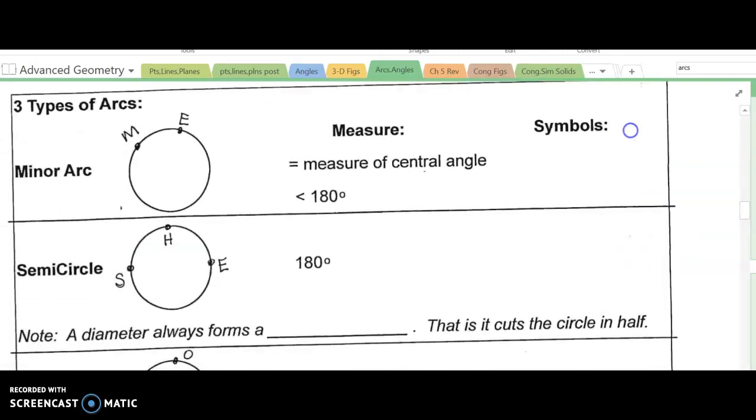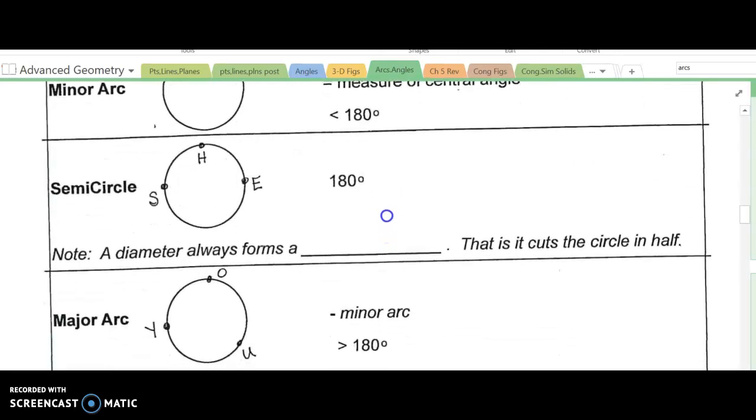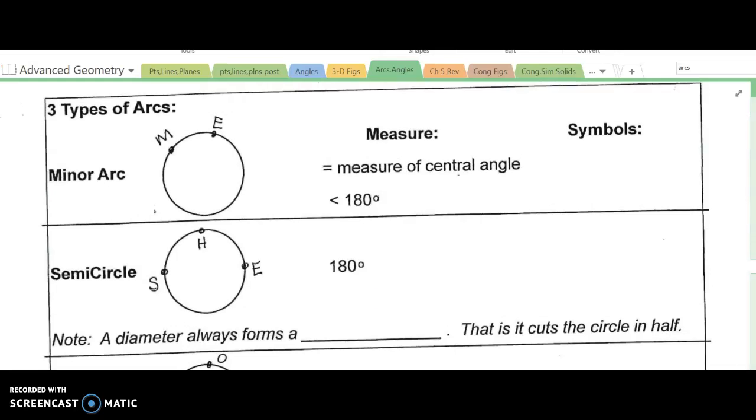Okay, so a little bit more vocab before we get into the examples. There are three types of arcs. There's a minor arc, there's a semicircle, and there's a major arc. So the minor arc, it's what you would think of. It's the smaller arc, right? It's always equal to the measure of its central angle. So we said if this is like 60 degrees, then this is also 60 degrees for that part of the rim of the circle. A minor arc always has to be less than 180. That's, in other words, less than halfway around the circle.